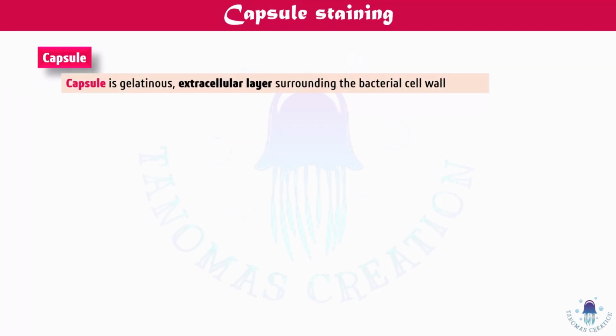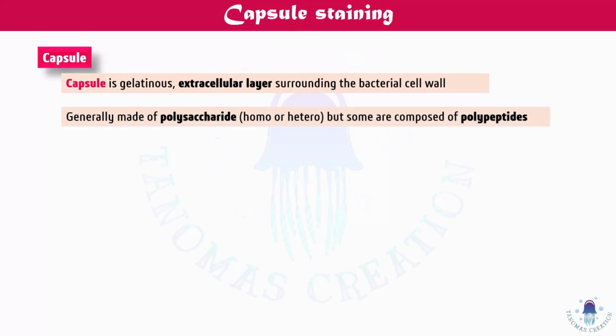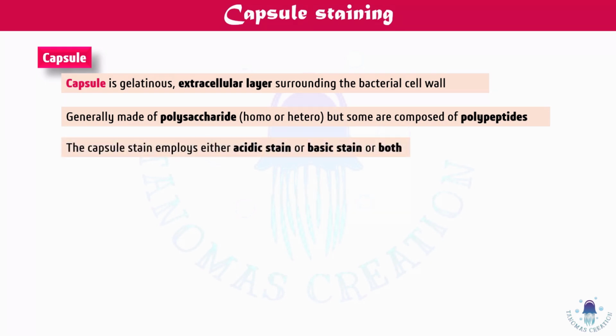Now coming to the capsule staining method. The capsule staining also employs negative staining, so it's not different from negative staining, only a small part is extra. Before moving forward, we need to understand what a capsule is. The capsule is the gelatinous extracellular layer surrounding the bacterial cell wall. Generally it is made up of polysaccharide, but some are composed of polypeptides.